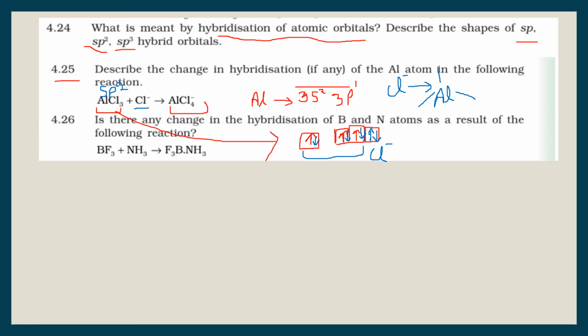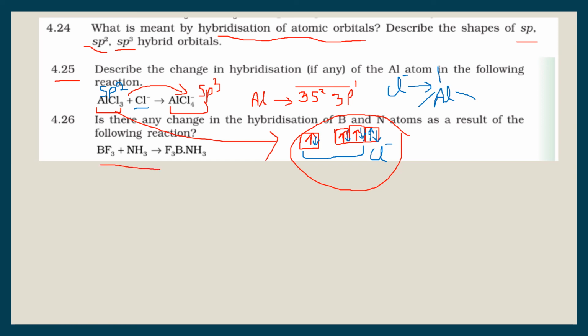Now in doing all this, I have used 1s and 3p. So the hybridization for AlCl4 minus now becomes sp3. So definitely there is a change in hybridization. It has changed from sp2 to sp3. Let us see the next.